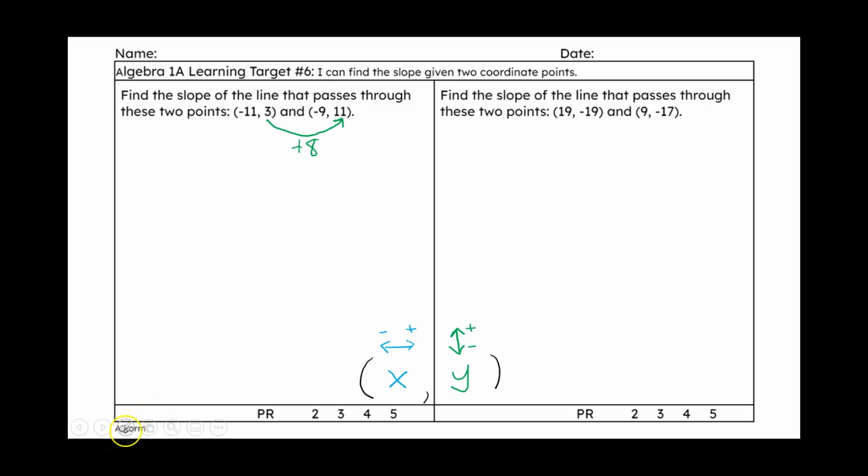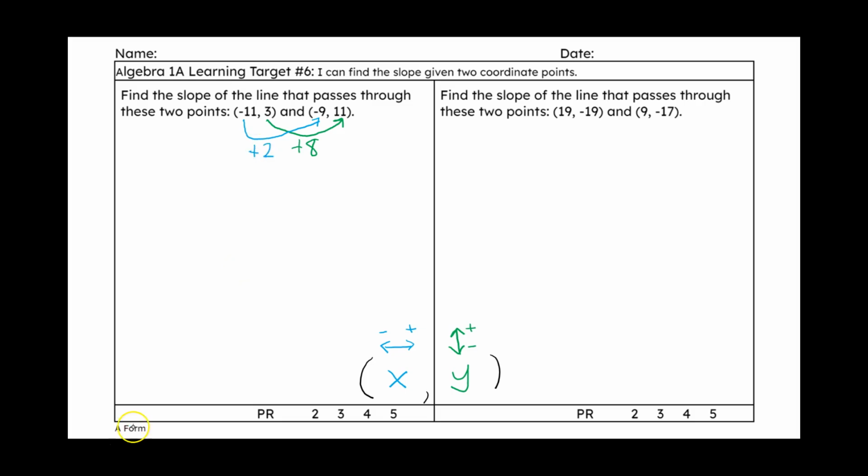That's the number on the top for my slope. The first numbers, that's your change in x. That's going to go from negative 11 to negative 9. So we're both below the 0 here, from down at negative 11, and then we go up a couple to negative 9. So that was plus 2.